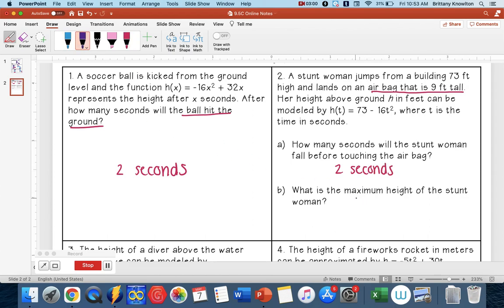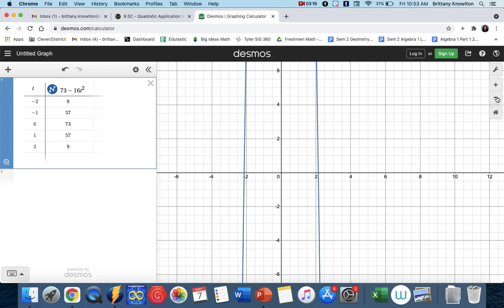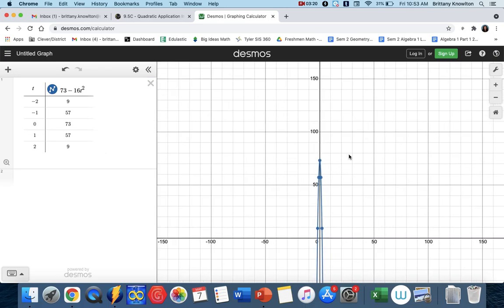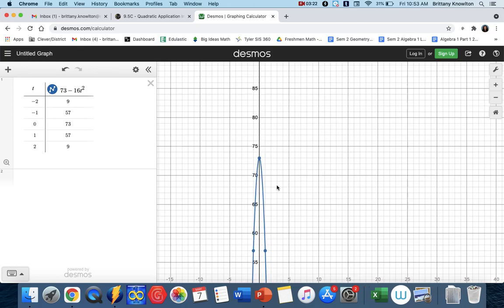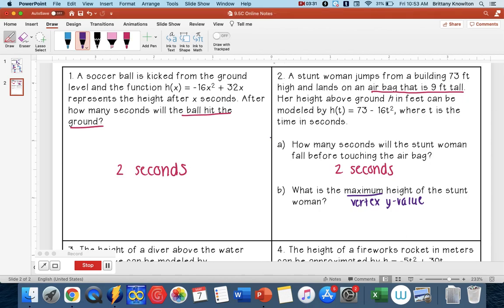Next question says, what is the maximum height of the stunt woman? Well, I know that's the vertex. The y value of the vertex is always going to be my maximum. Right now, when I have it zoomed out like this, I can't see the maximum. So I'm going to hit the zoom out button until I can see it. And then you can zoom back in. And I see that maximum height is going to be actually the starting height, and that's at 73 feet.